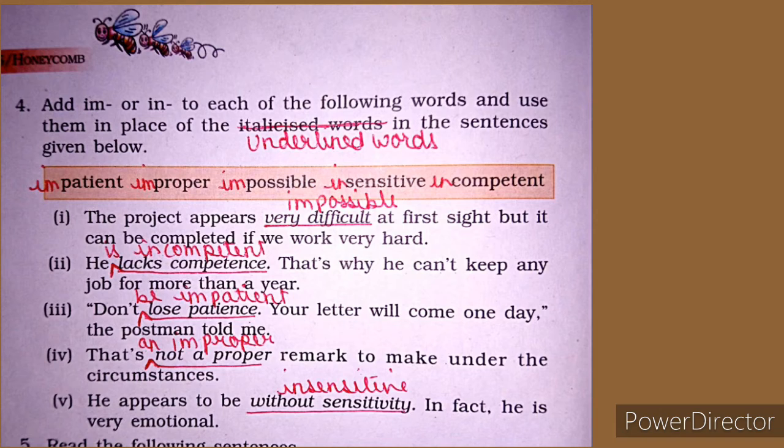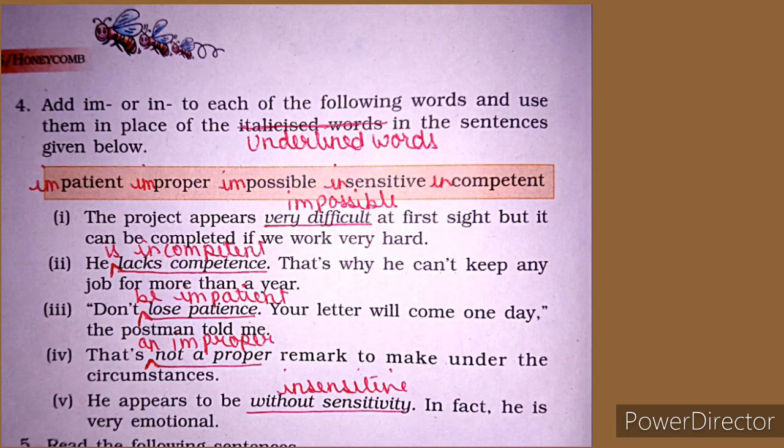Question 1. The project appears very difficult at first sight, but it can be completed if we work very hard. So the underlined words are very difficult. We can use impossible. Now the sentence will be, the project appears impossible at first sight, but it can be completed if we work very hard.